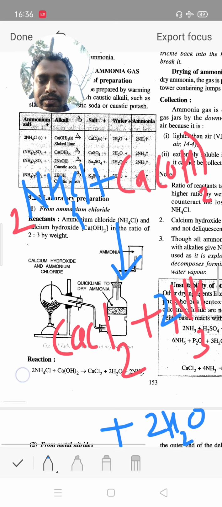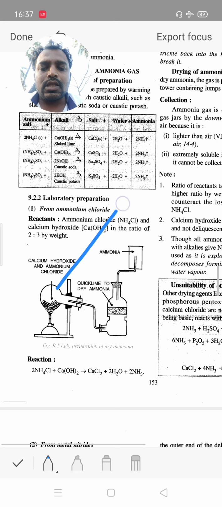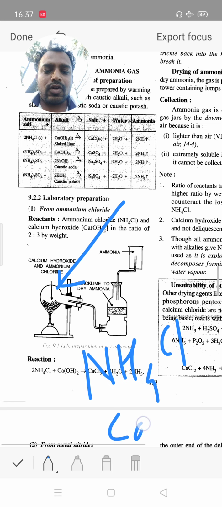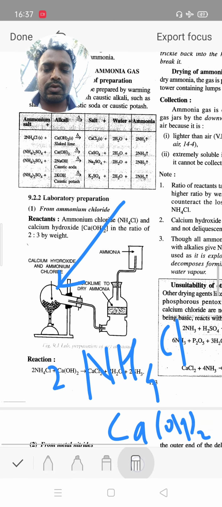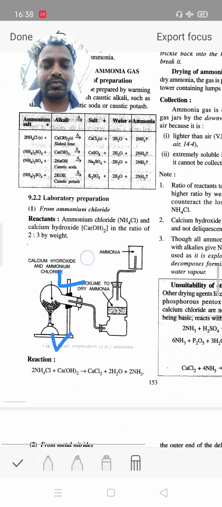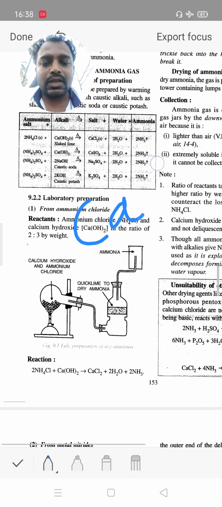Now in the diagram, students, this is a round bottom flask. In this round bottom flask is the ammonium chloride and calcium hydroxide mixture in the ratio of 2 to 3. When heated, ammonia gas is produced, which is dried by using quicklime. Quicklime means calcium oxide.